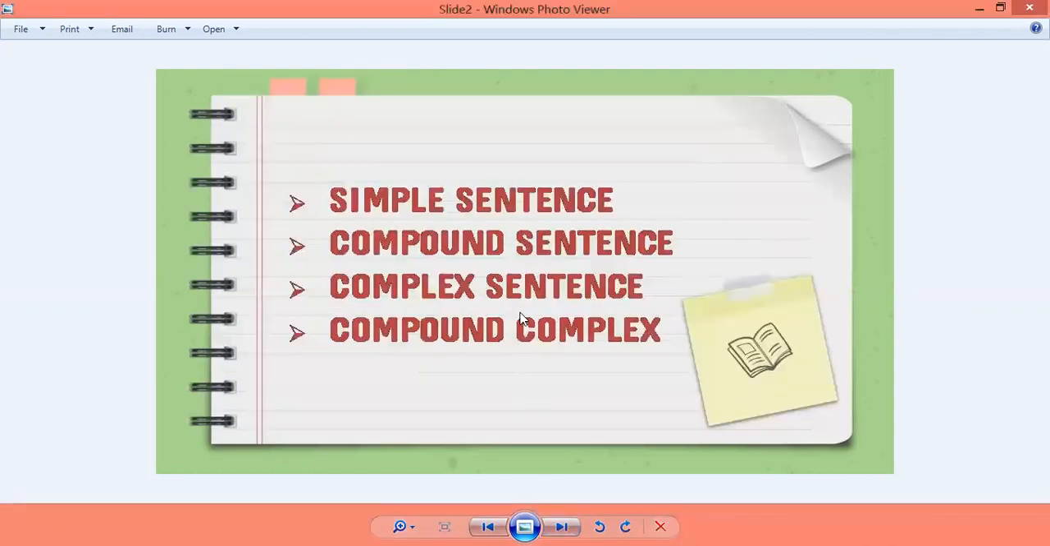All right, so we have four types of sentences. First one is simple sentence, second is compound, third is complex sentence, and the last one is compound complex. Last one is the mixture of both complex and compound sentences. We will learn each four of these in the upcoming slides. So let us begin.